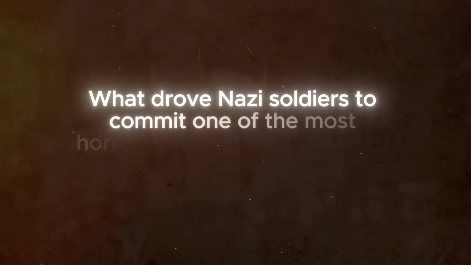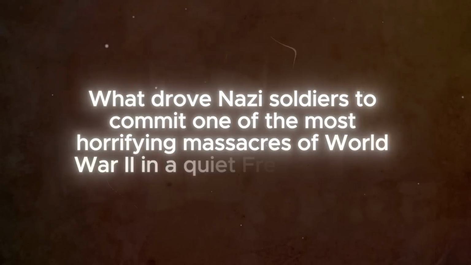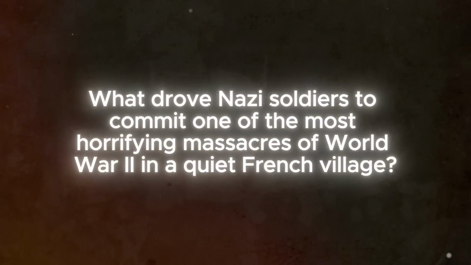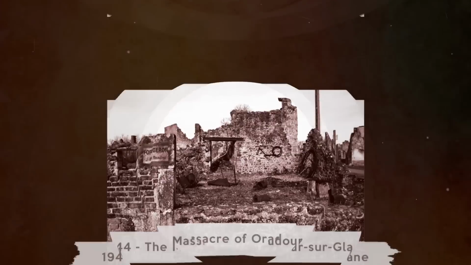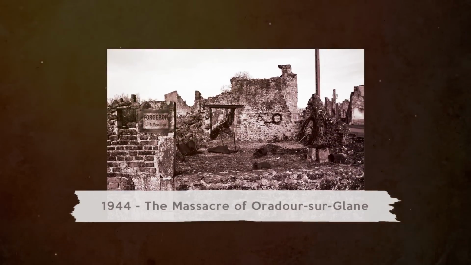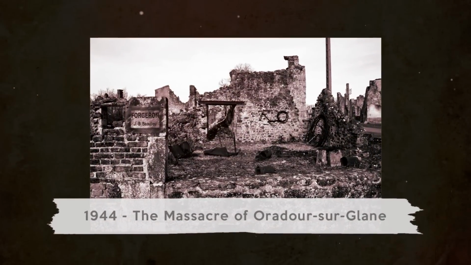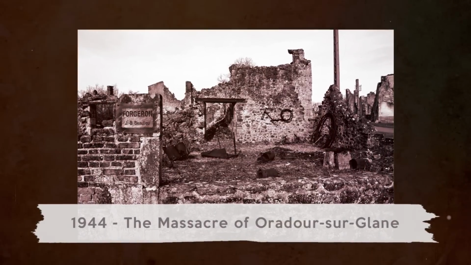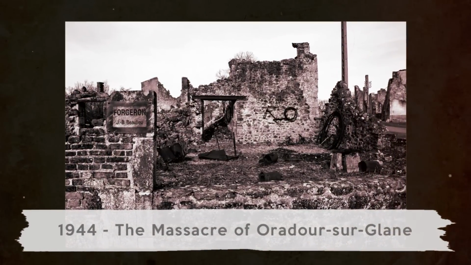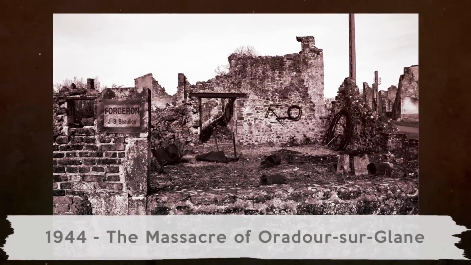What drove Nazi soldiers to commit one of the most horrifying massacres of World War II in a quiet French village? Let's watch. 1944, the massacre of Oradour-sur-Glane. On June 10, 1944, Nazi soldiers massacred 642 civilians in the French village of Oradour-sur-Glane as part of a brutal crackdown.